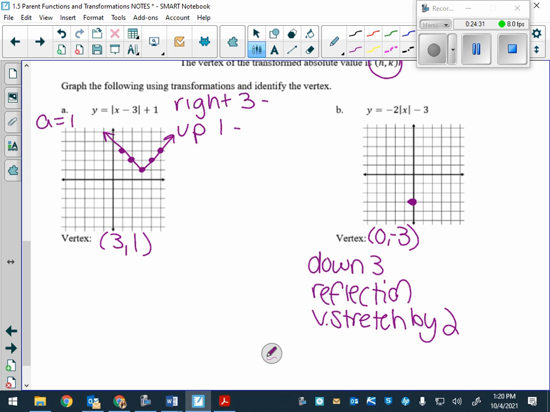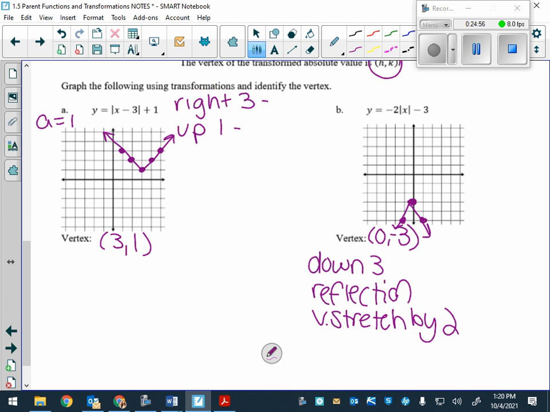Okay. So from the vertex, since it's negative, negative 2, I'm down 2 to the right. I'm also going to do down 2 to the left to show my graph. Okay? Yes?